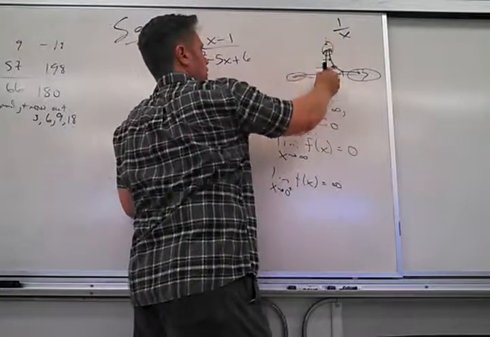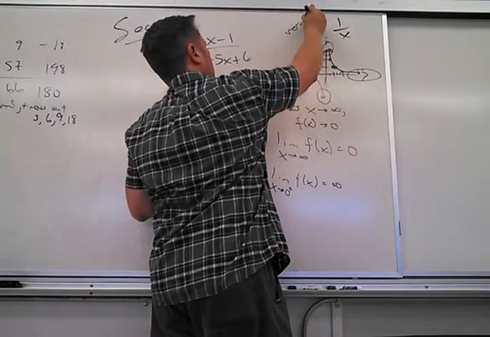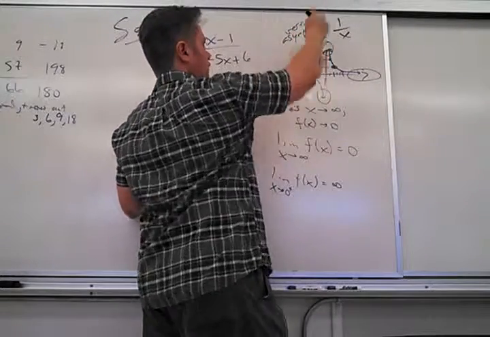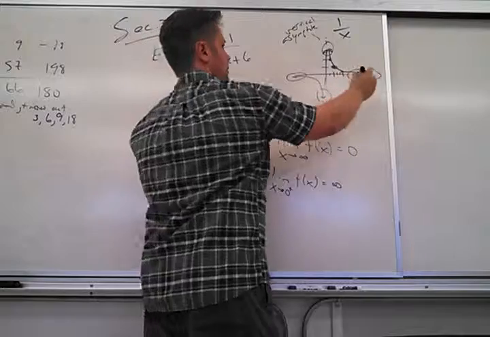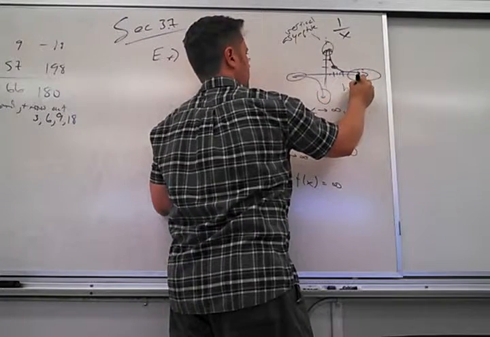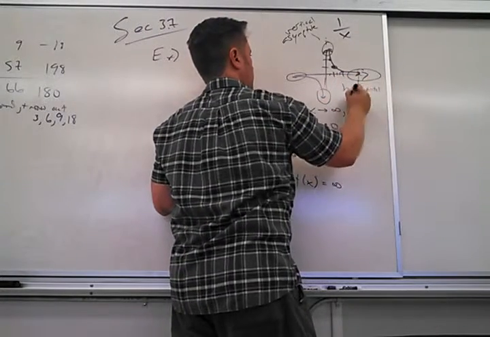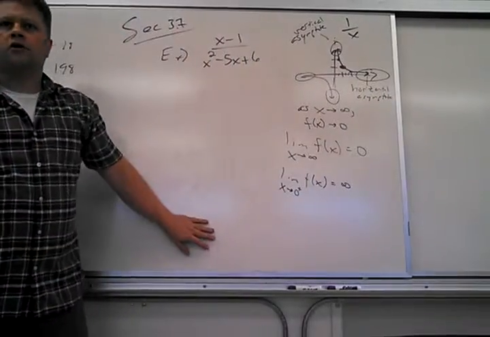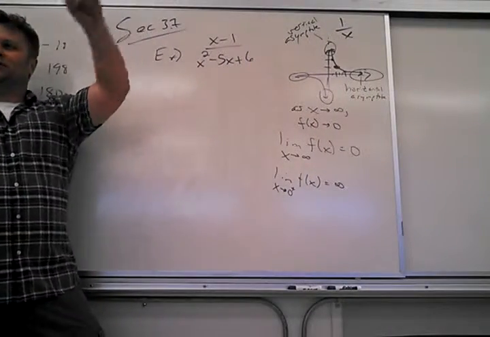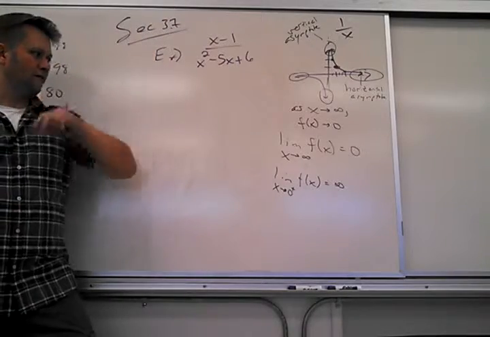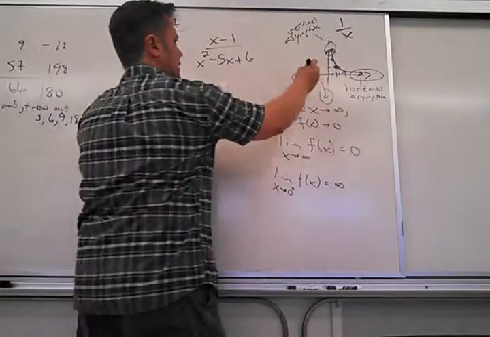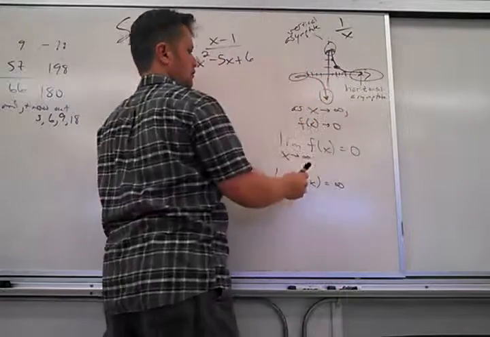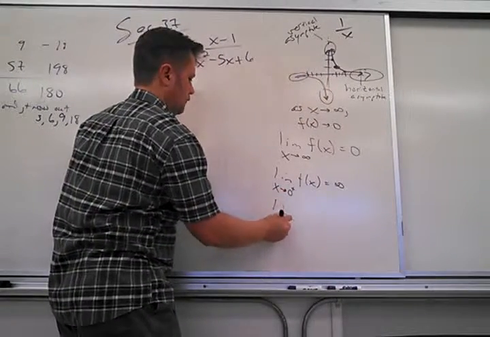This one would be a vertical asymptote. Yes, it's vertical. And this is, incredibly enough, a horizontal asymptote. We'll also have slant asymptotes, of course we will. Now the other side, as x goes to 0 from below, what's the function doing? Going to negative infinity.